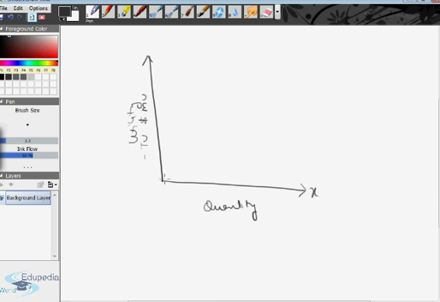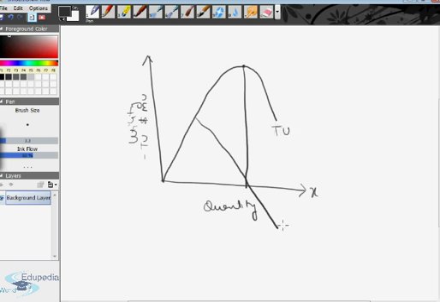Now, because we have seen through the schedule that total utility is increasing up till a certain point and then it starts diminishing after that point, the total utility curve will go somewhat like this. This is the maximum total utility derived from the consumption of commodity X, this particular point. Whereas marginal utility from the very beginning is diminishing. It goes somewhat like this. This is the total utility curve and this is the marginal utility curve from the consumption of commodity X.